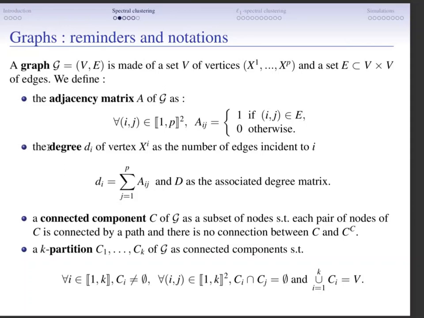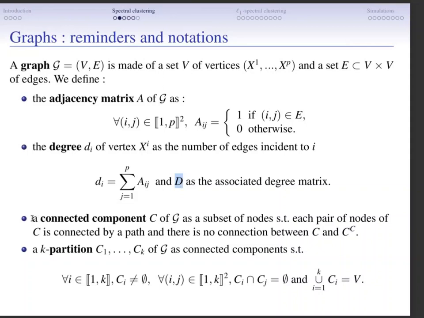We also need to define the degree of any vertex. The degree is the number of edges incident to i. So for each node, you just compute the number of nodes which are adjacent to i. The degree corresponds to the sum of each column of the adjacency matrix. We will denote by capital D the associated degree matrix, which is a matrix that has all your degrees as diagonal elements and 0 otherwise.